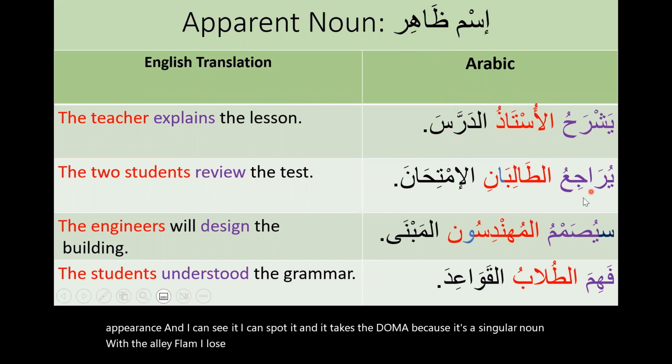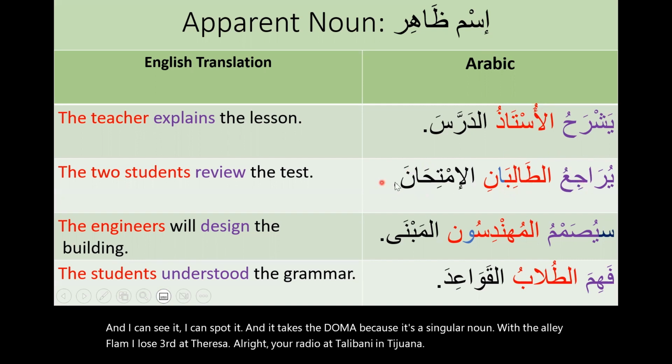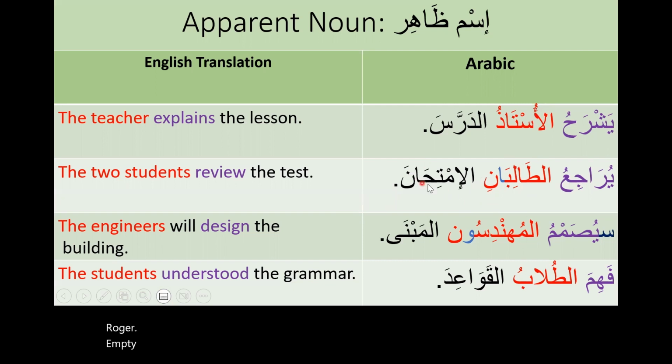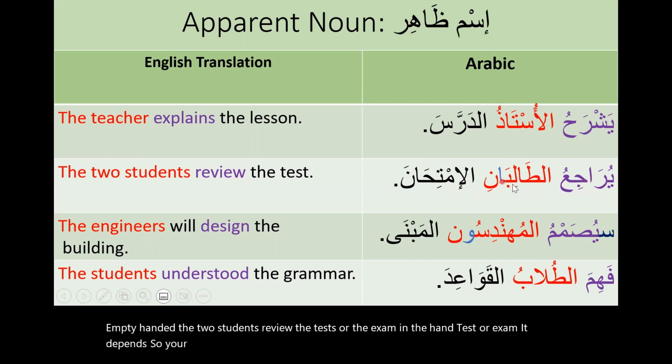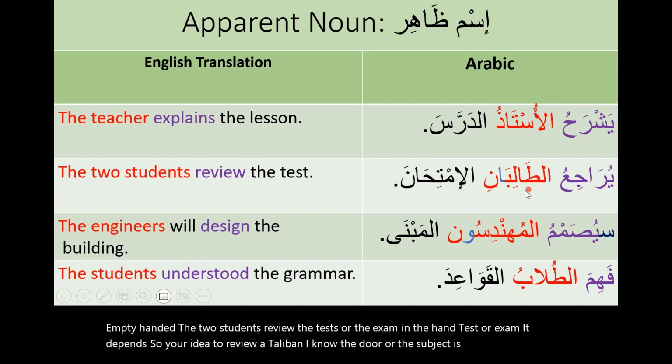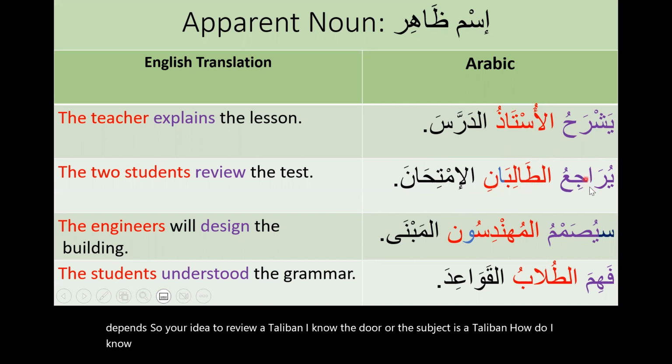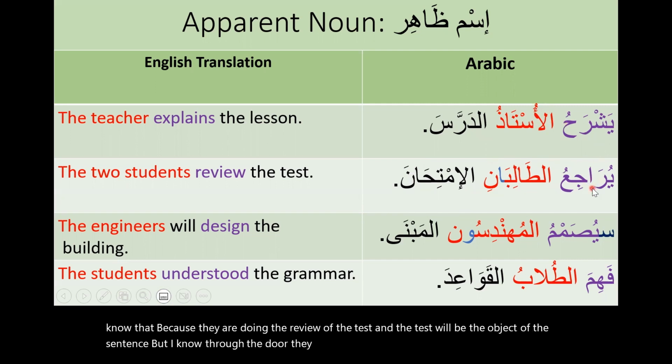All right. يراجع الطالبان الامتحان. The two students review the test or the exam, امتحان, test or exam, it depends. So يراجع, to review. الطالبان, I know the doer or the subject is الطالبان. How do I know that? Because they are doing the review of the test, and the test will be the object of the sentence. But I know the doer, they are doing the review of the test.